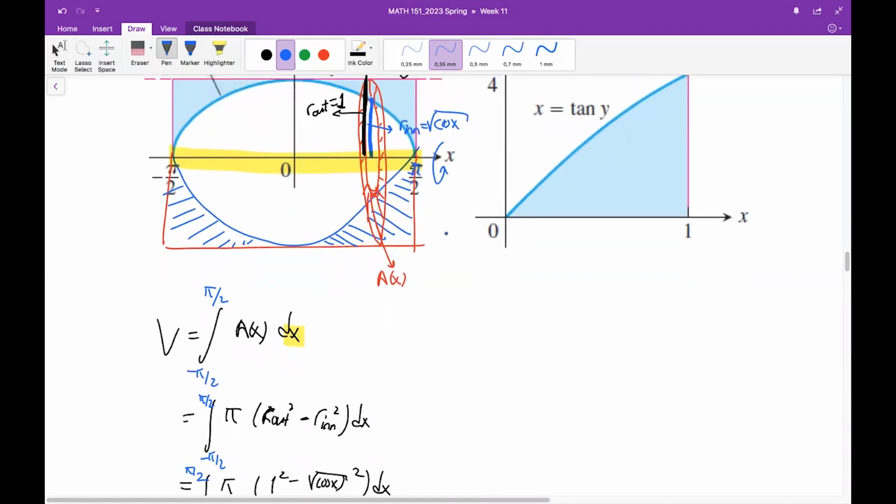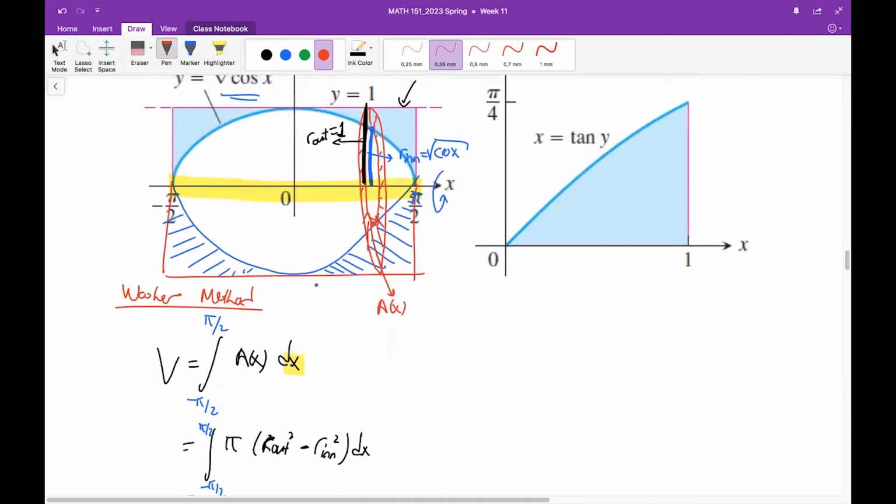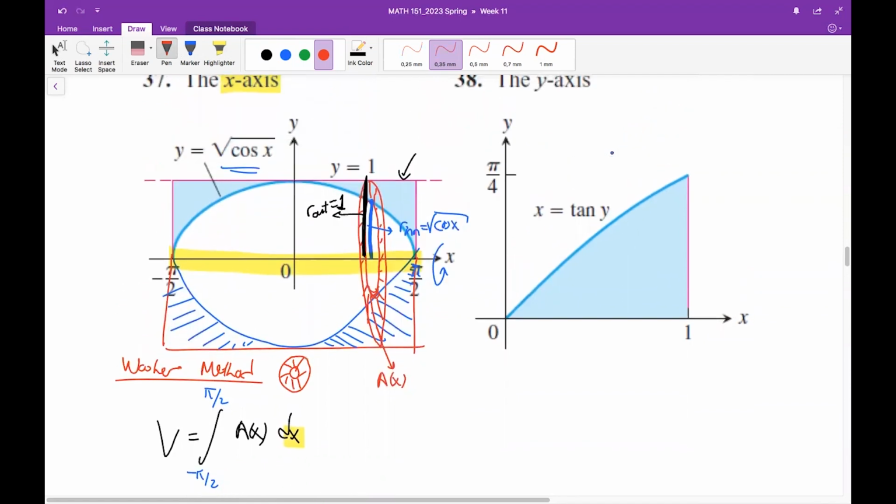Washer method, let me emphasize it. We used the washer method here because we are using rings. Washer means you are not using full disks, but rings like that. Okay, before the break, let me also explain this example.